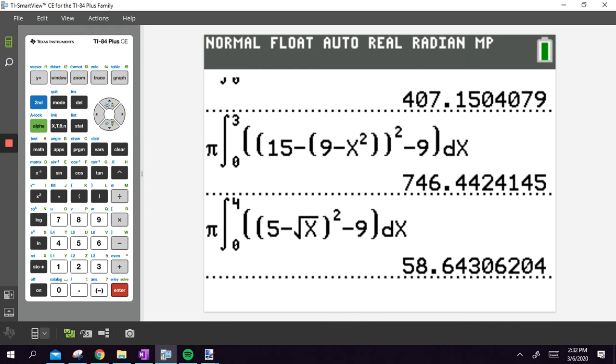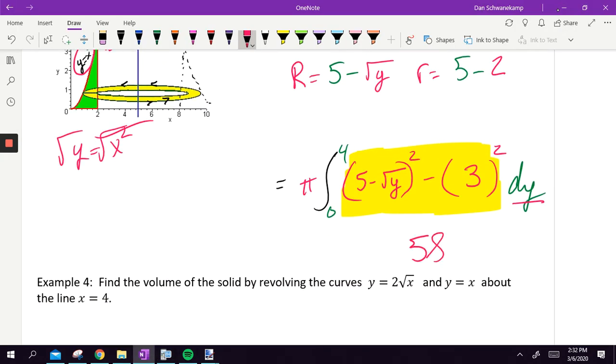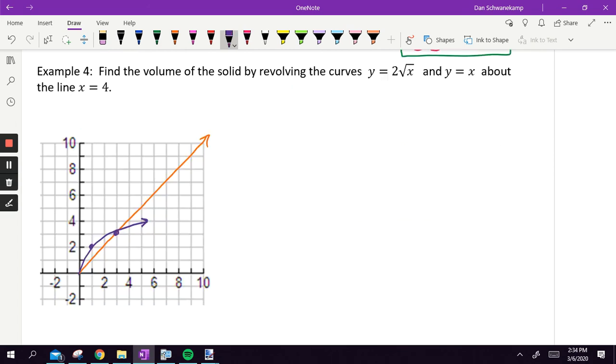Questions there? One more. Graph that last one. Try it without me showing you the graph. See what you can do. If you've forgotten how to graph y equals 2 square root of x, plug in some x values. And y equals x, we're going around the line x equals 4. Oh, I graphed my line a little short here. Sorry. That's better. We're hitting that point right there.